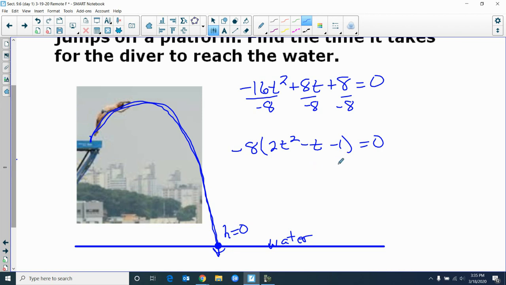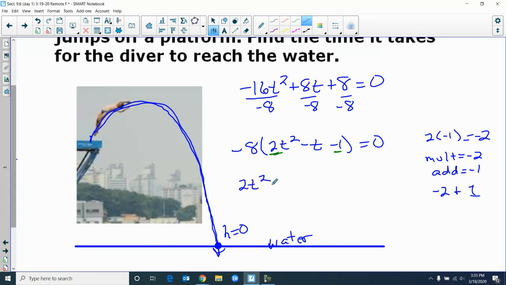I'm going to factor that by grouping, which means I'm going to take 2 times negative 1. That equals negative 2. I need two numbers that multiply to equal negative 2 and add to get negative 1. Negative 2 and positive 1. That negative 8 just stays out there. I'm going to worry about it later.